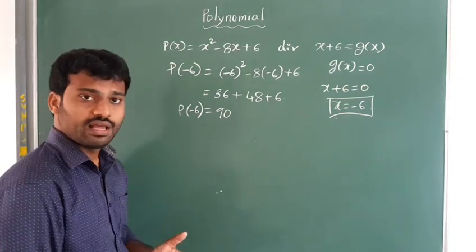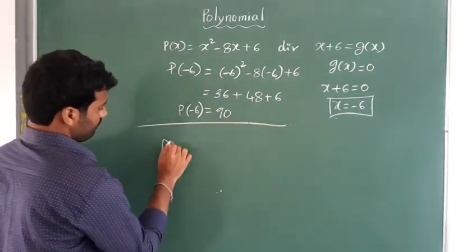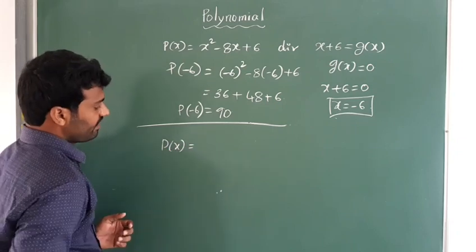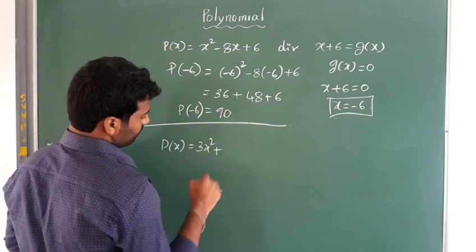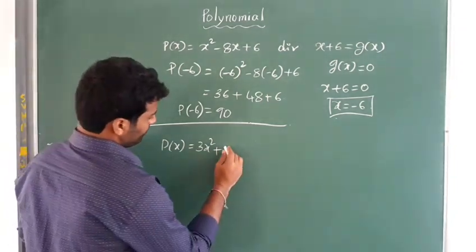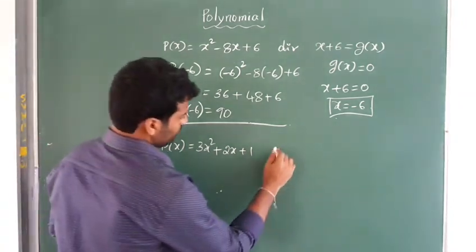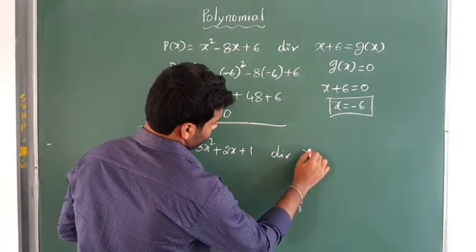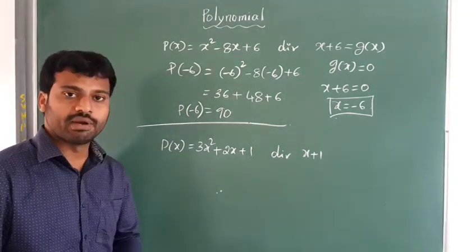You can go with another example also. Suppose p of x is equals to 3x square plus 2x plus 1, and it is divided by x plus 1. Then what will be the remainder?